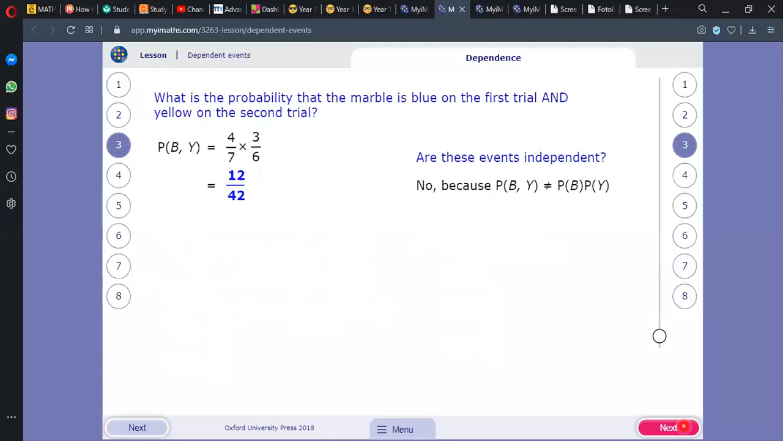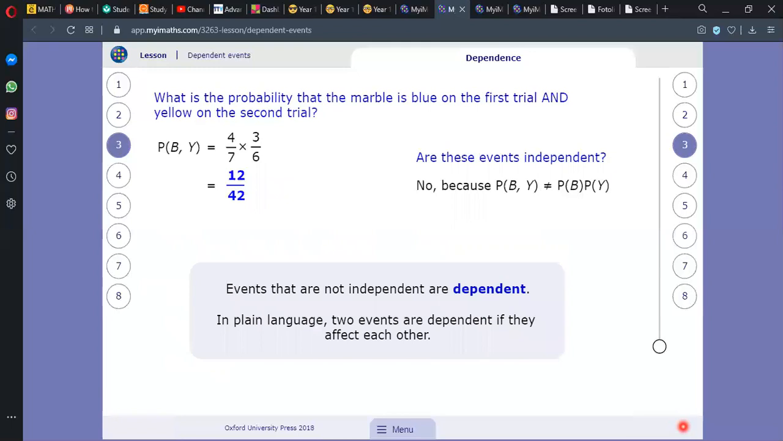Okay, if it was blue we picked at first that we did not replace, the number of blues had reduced and the total number had reduced. Also, if it was yellow we picked at first in the first trial, in the second trial the number of yellow marbles has reduced and the total number of marbles in the bag has also reduced. Okay, so we call this kind of event dependent events. Events that are not independent are definitely dependent. In plain language, two events are dependent if they affect each other.